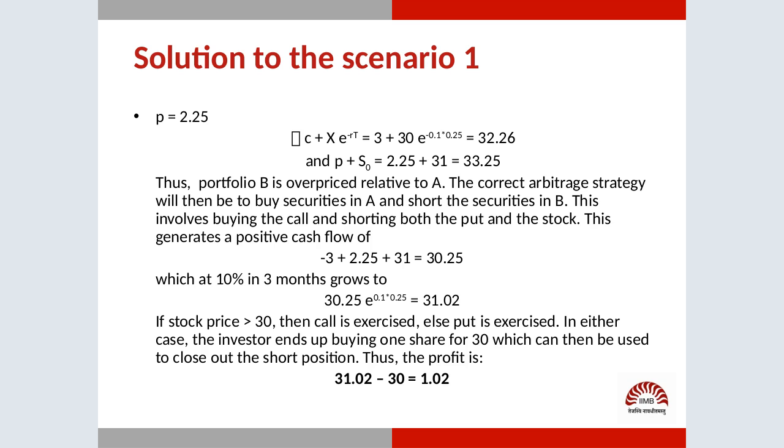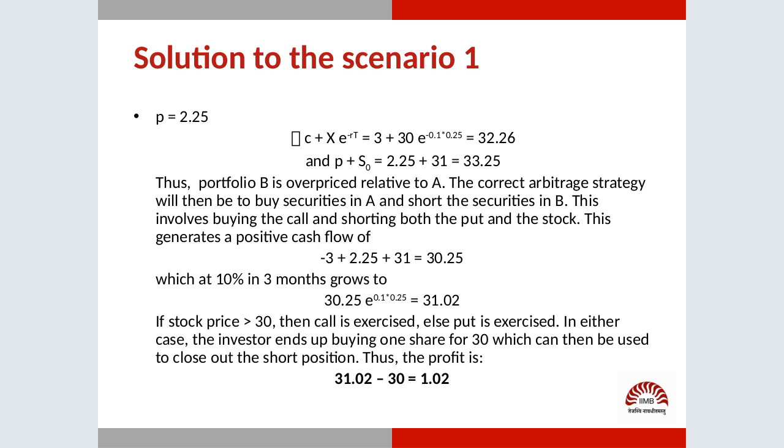By selling portfolio B, I earn 33.25. I earn 2.25 by selling the put option, and selling the asset, I earn 31. So I earn 33.25. But I also pay $3 today. So my net income is 30.25. I invest this for a 3-month period at 10%. Therefore, this 30.25 will grow with interest to 31.02.